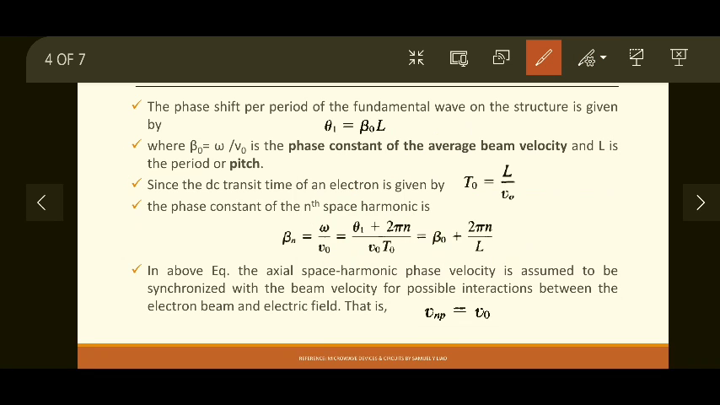In the above equation, the axial space harmonic phase velocity is assumed to be synchronized with the beam velocity for possible interaction. So what we are assuming is that the phase velocity and beam velocity coincide or are synchronized, because we want them to interact so that amplification can be provided. That's why the phase velocity is coinciding with the beam velocity.